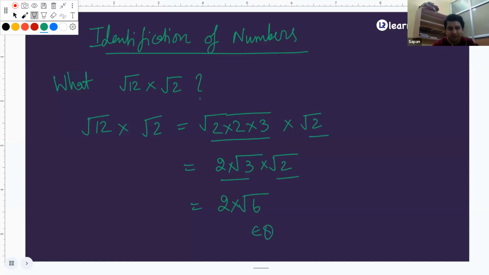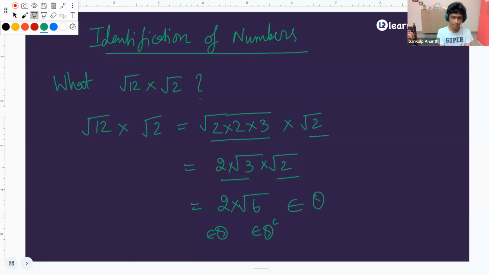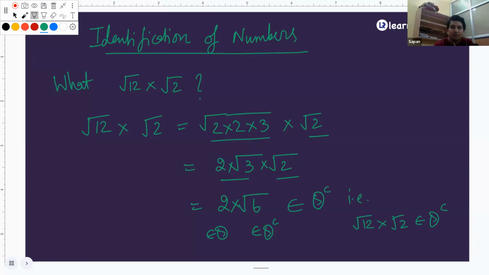By classical examples, this is Q complex. This is Q. 2 is rational and root 6 is irrational. Root 6 is an irrational number. So the product is what? It's an irrational number. That means square root 12 into square root 2 is an irrational number. So we don't have to calculate the entire fractions. We just want to know whether it is rational or irrational. Identification means Q or Q complement. That's all.